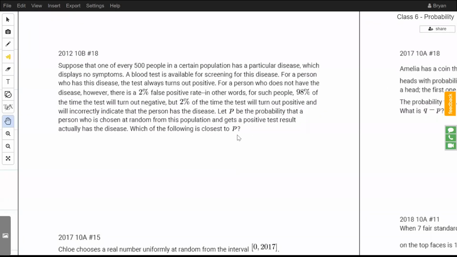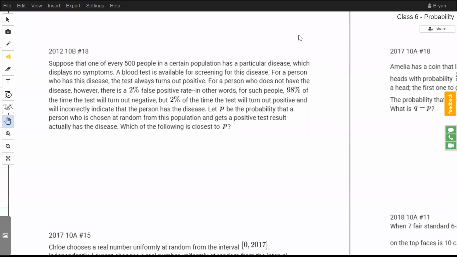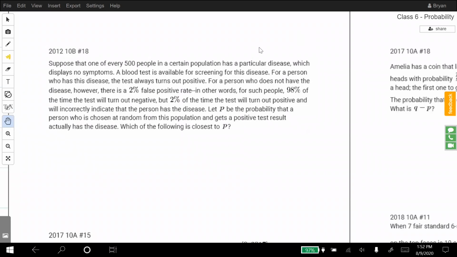Anyway, suppose, this is one of my favorite ones. Suppose that one of every 500 people in a certain population has this disease, and it has no symptoms, and I'll let you read it. This is sort of interesting. And basically, there's a 2% false positive rate, which means that 90% of the time it will turn out negative if they're negative, but 2% of the time they'll turn out to be testing positive for the disease without actually having it. So you want to find the probability that the person who is chosen at random and gets a positive result actually has the disease.